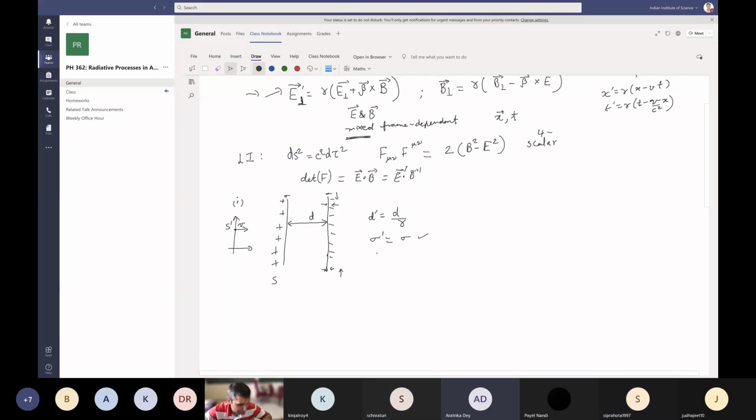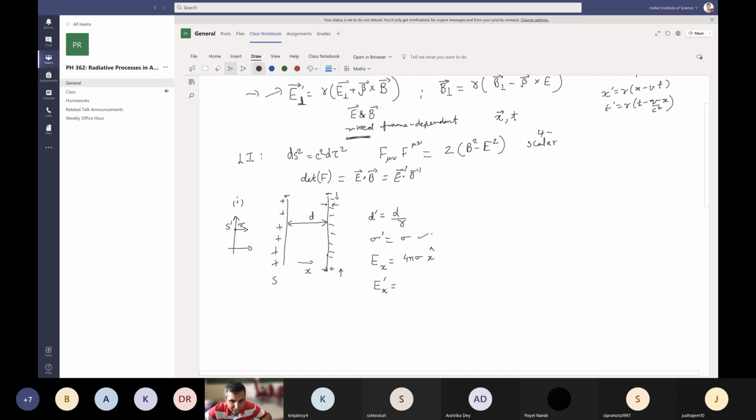So what about the electric field? It is of course in this direction. Let's call it the x direction. So Ex in the lab frame is what? 4 pi sigma x hat, right? This is in the lab frame. What about in the primed frame?